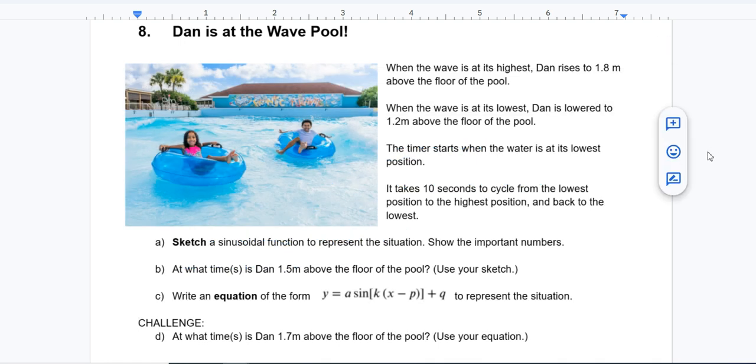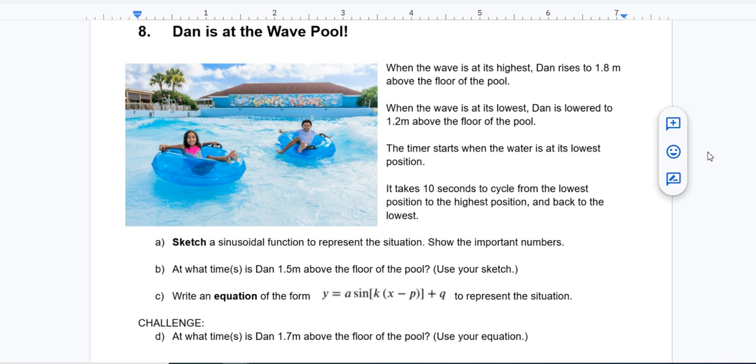It's called Dan at the Wave Pool. If you're not familiar with a wave pool, it's just a pool of water where people swim, but the machine comes on and it makes the waves go up and down. So if you're sitting in the water, you're going to go up to some highest point and then down to some lowest point until they turn the machine off, and then the water is just at its regular height.